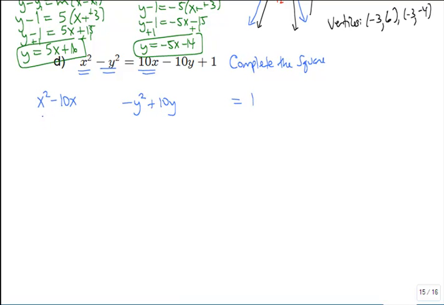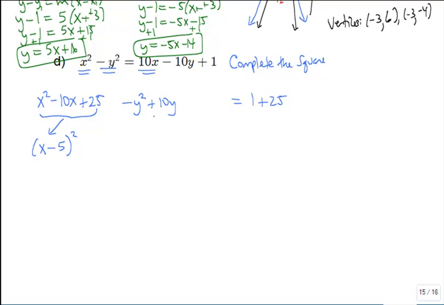So for the x's, it's ready to go. All I have to do is take half of that middle term. So this is going to be x minus 5 quantity squared. If I were to FOIL that out, I'd get an x squared. In the middle, I'd get a minus 10x. But on the end, I'd get a positive 25. So I have to balance that out by adding 25 to the other side as well. So now these three things factor into that.